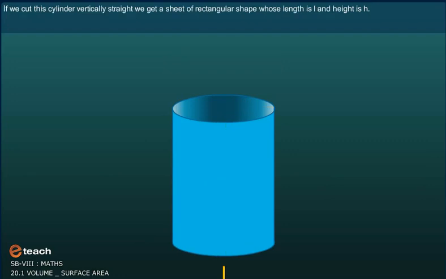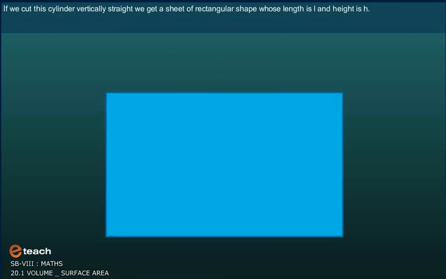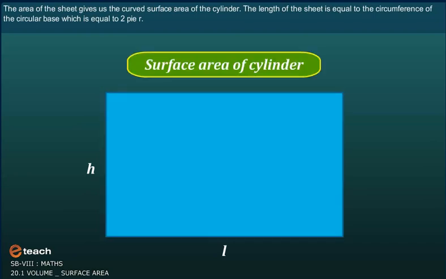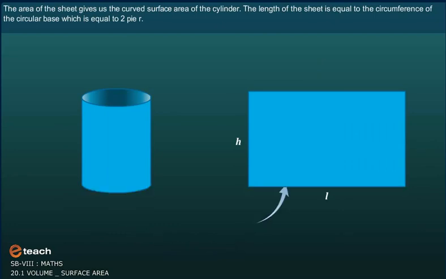If we cut this cylinder vertically straight, we get a sheet of rectangular shape whose length is L and height is h. The area of the sheet gives us the curved surface area of the cylinder. The length of the sheet is equal to the circumference of the circular base, which is equal to 2 pi r.